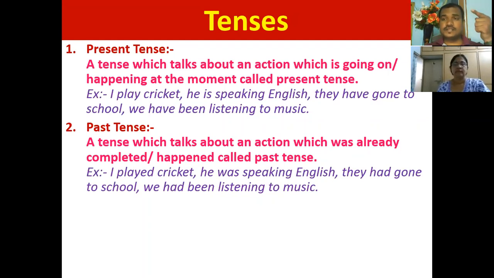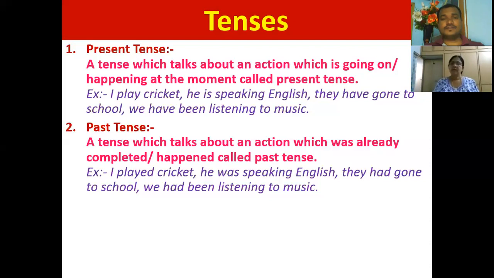So present tense means which is happening now. Past means which was already completed or happened, called past tense. If you observe the examples, in the first set under the present tense, I have given examples in simple present, present continuous, present perfect, and present perfect continuous. Similarly, in past, I have given simple past, past continuous, past perfect, and past perfect continuous.